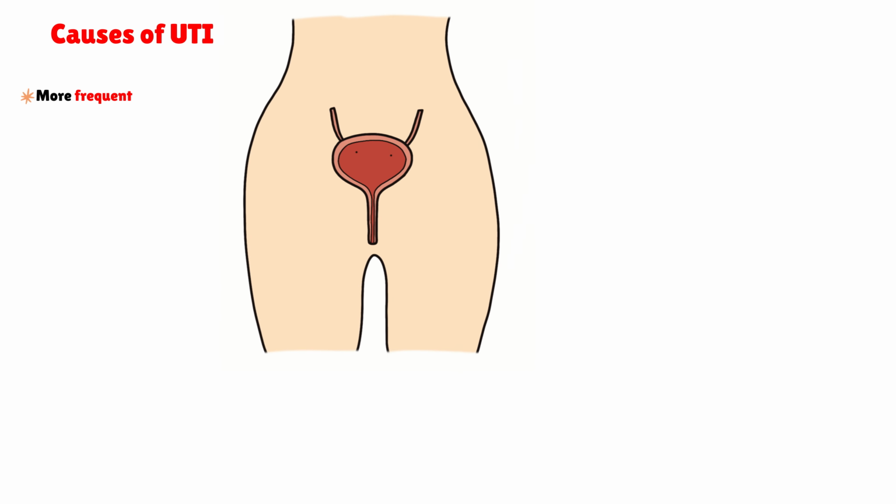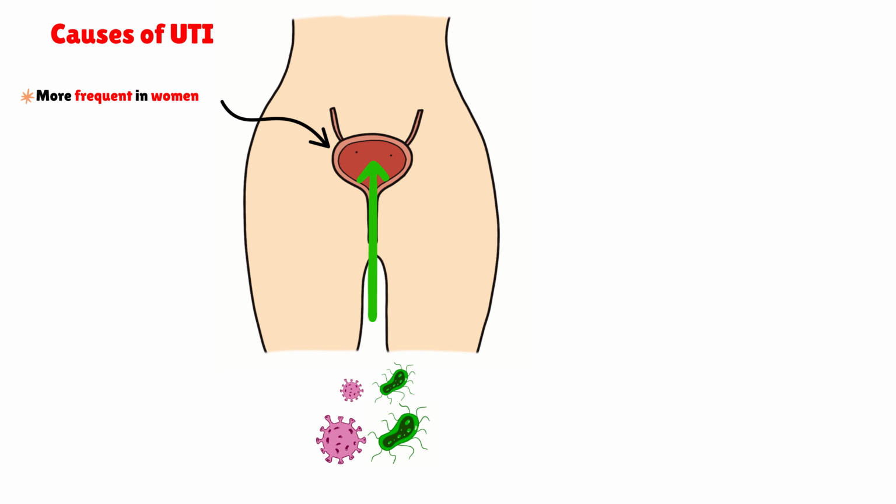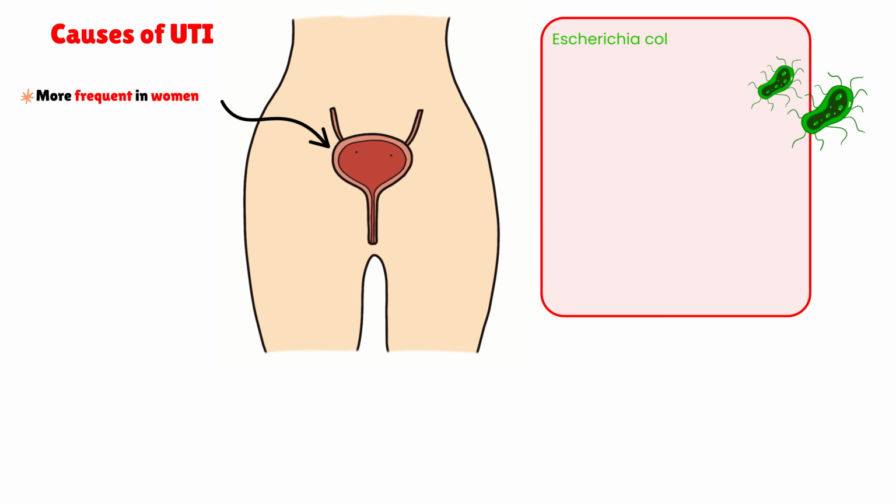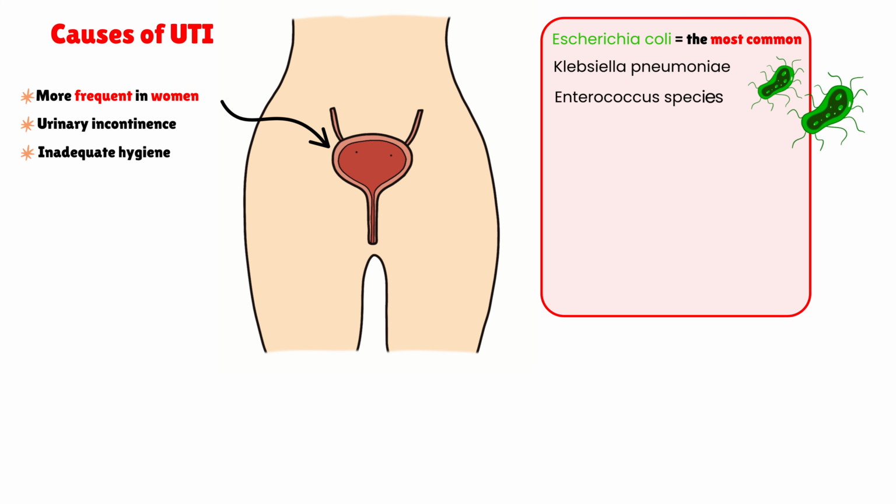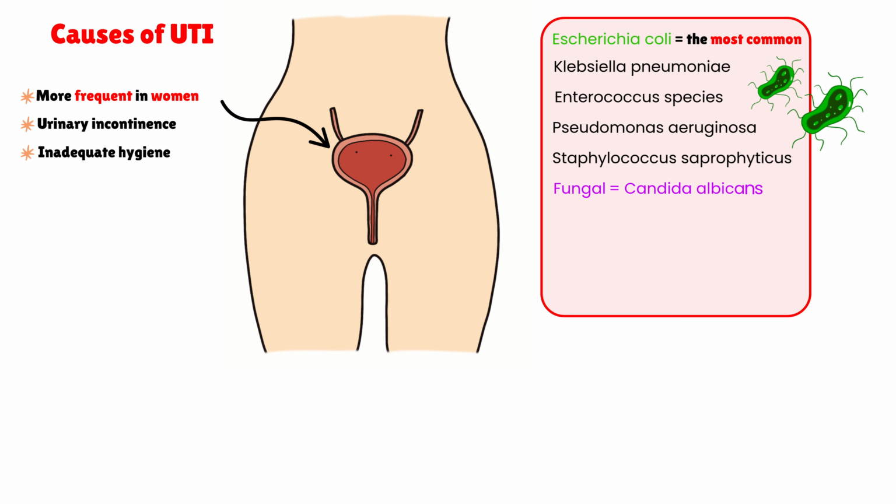UTIs occur far more frequently in women because the shorter female urethra allows bacteria to reach the bladder more easily. Most uropathogens originate from the gastrointestinal tract, with Escherichia coli being the most common organism capable of easily reaching the urethral opening. Factors such as urinary incontinence or inadequate hygiene can further promote bacterial spread. Other pathogens that may cause UTIs include Klebsiella pneumoniae, Enterococcus species, Pseudomonas aeruginosa, Staphylococcus saprophyticus, and in some cases, the fungal organism Candida albicans, especially in immunocompromised or catheterized patients.